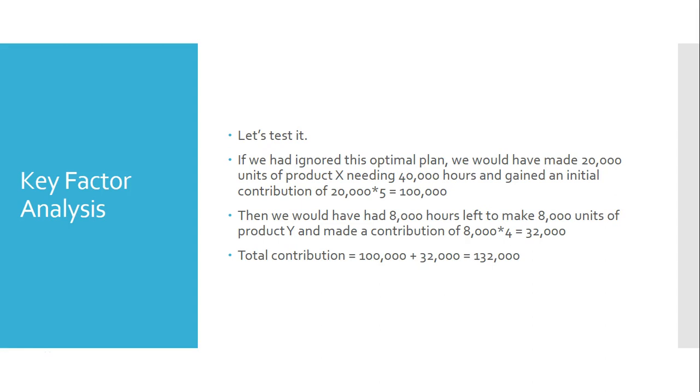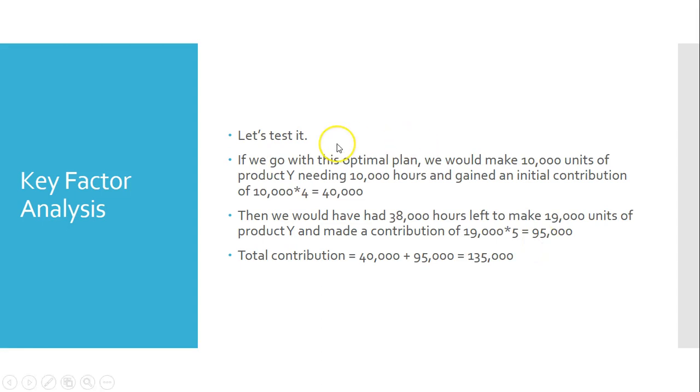And if you go back and look at your slides, the contribution for making 20,000 units of x is 20,000 times 5, which is 100,000. That means you would have 8,000 hours left, right? Because you would have 48,000 hours in total, and you've already used 40,000, so you have 8,000. And if you need 1 hour to make y, you can only make 8,000 units. So if you make 8,000 units of y, that's 8,000 times 4, that's 32,000, and your total contribution is therefore 132,000, right? 100 plus 32.